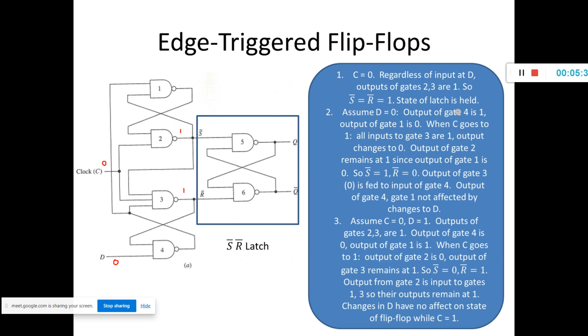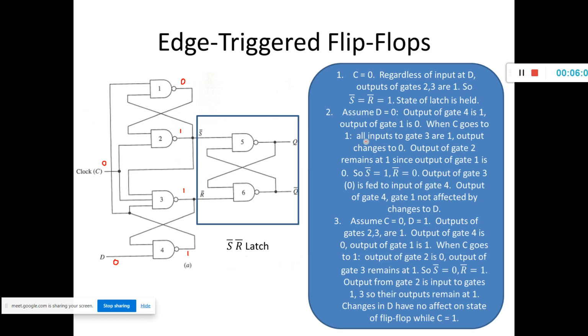Next, the output of gate 4 is 1. So if one of the inputs is 0, the NAND gate output will be 1. Next, the output of gate 1 is 0. So this one is connected here. Clock is 0. So when C goes to 1, the output of gate 1 is 0, which means here it is 0.